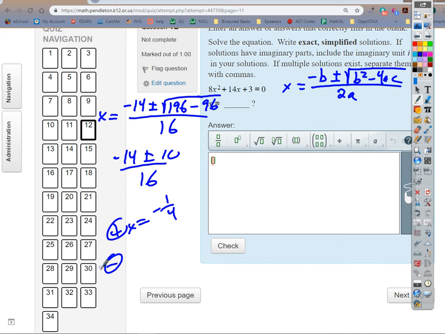If I take the minus sign, negative 14 minus 10 is negative 24. Negative 24 over 16 is what? Negative 3/2. So those are our answers. Okay? Make sense? Okay?